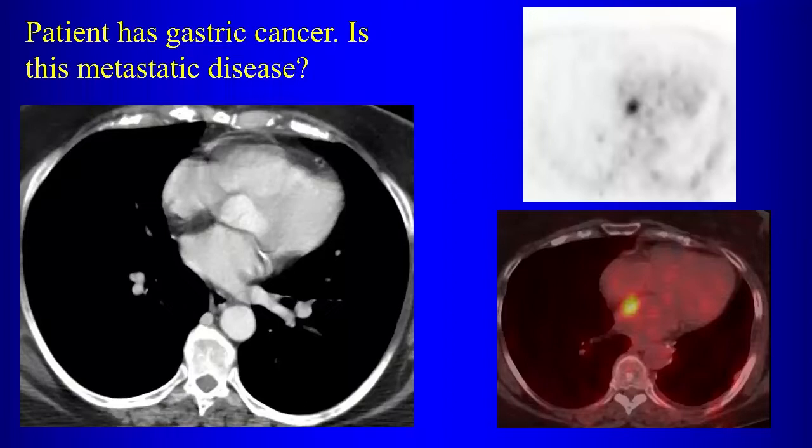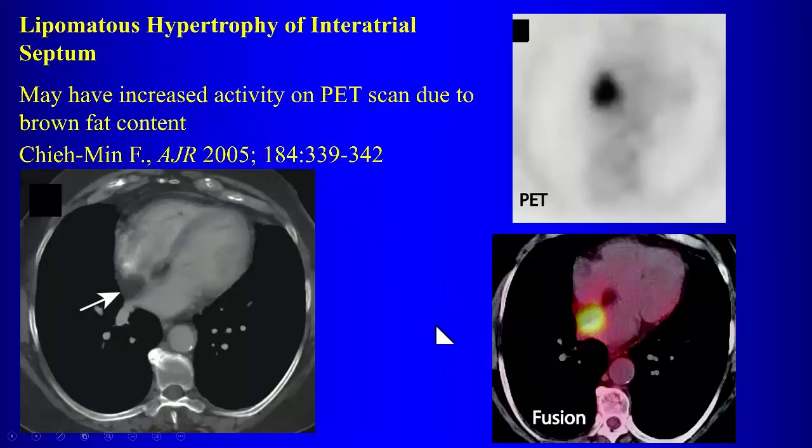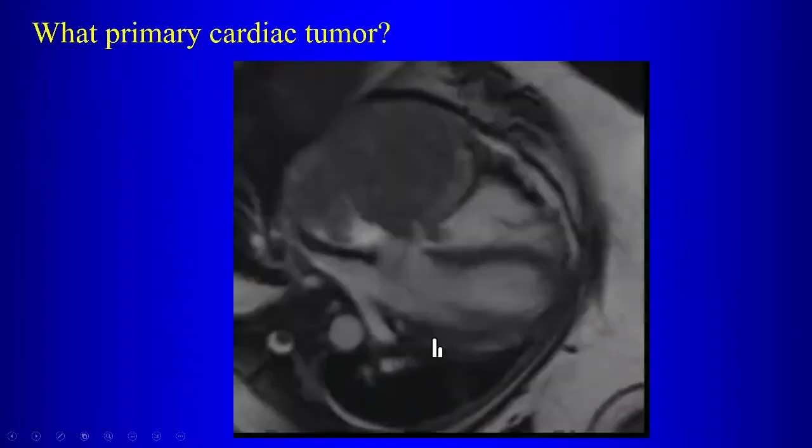Again, it's another example of lipomatous hypertrophy of the interatrial septum, but this is brown fat, and brown fat is metabolically active on PET. So this can give you a false positive PET finding, right? So again, it's important to recognize the attenuation, the location, the appearance, that this is lipomatous hypertrophy of the interatrial septum, and it can give you false positive PET scans, okay? So, another example, nice false positive PET scan.